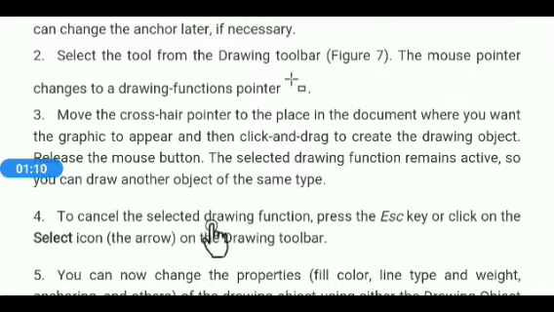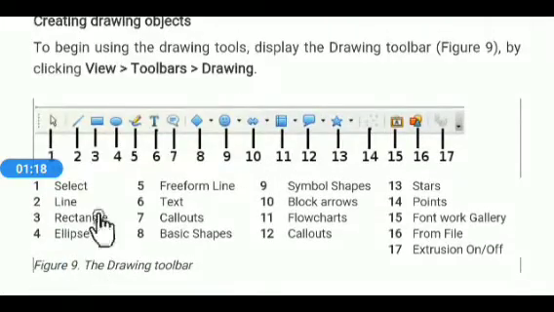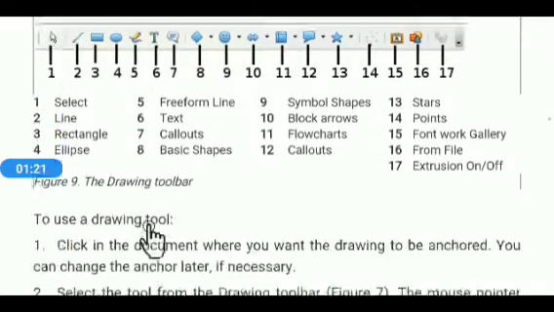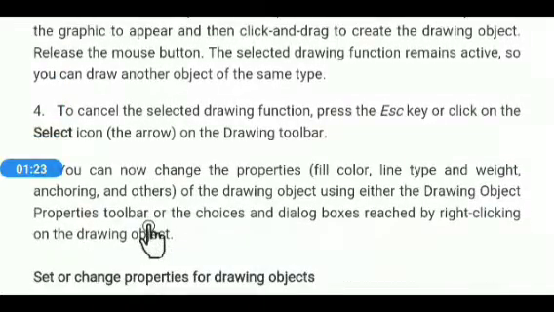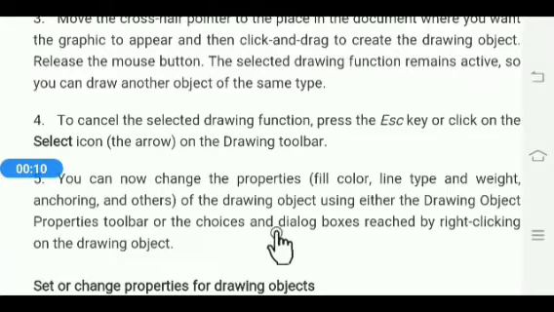To cancel the selected drawing function, press the Escape key or click on the Select icon on the drawing toolbar. See, this is the Select icon. Then you can change the properties, that is fill color, line type, etc. of the drawing object using either the drawing object property toolbar or the choices and dialog boxes reached by right clicking on the drawing object.